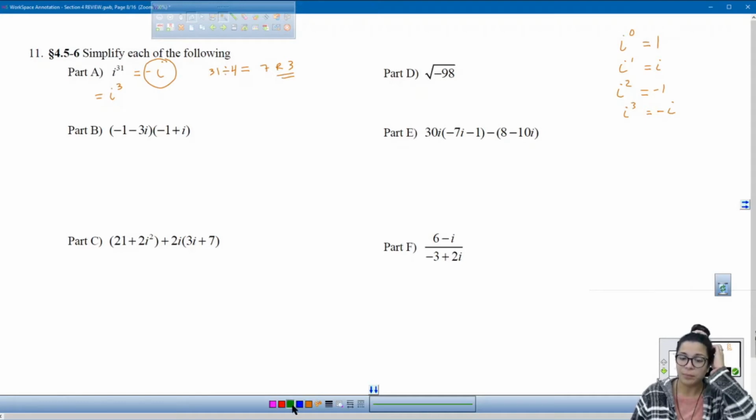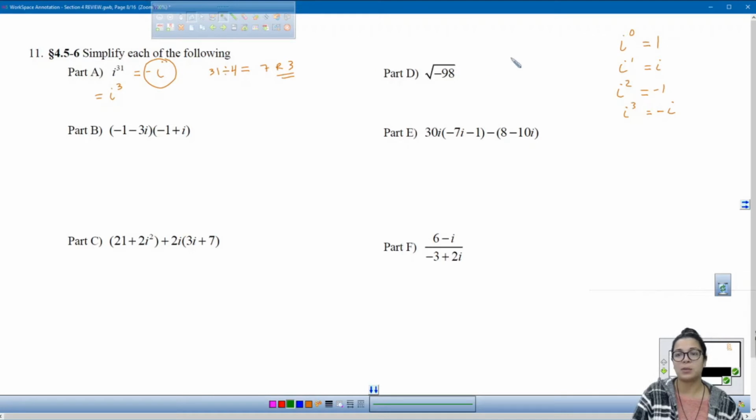Okay? Your i's cannot have any powers. You have to simplify them. Even i to the power 2, you can't leave it like that. It's -1. If your i has any power whatsoever, you have to simplify that. Okay? Let's go ahead and do part D.